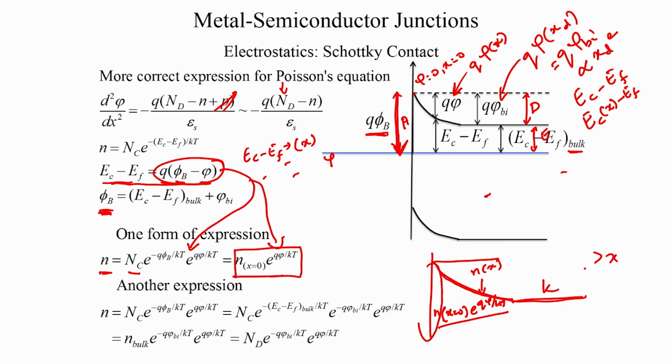Okay. Or I could write another expression. I could go one step further. I can say that I want to define the interface term more clearly. So, I say that n is equal to N_C e to the power q phi_b by kT into e to the power q phi by kT, which is the same as that, and then I can rewrite the barrier height phi_b in terms of the bulk EC minus EF and phi_bi using this expression here.